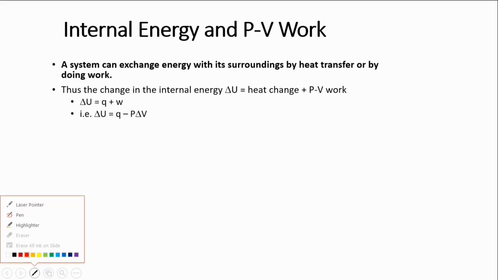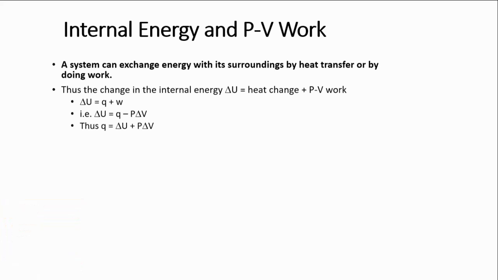We can go a little bit further too. We can take that part across the equal sign. When you take that part across the equal sign, you're left with Q over there. So what you find is that Q is equal to delta U plus P delta V. The heat transferred is equal to the internal energy change plus P delta V. Amazing.